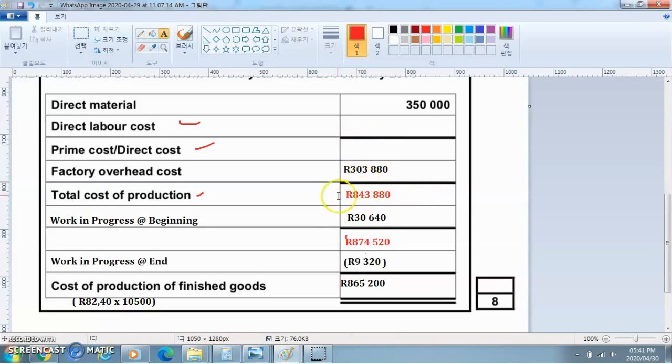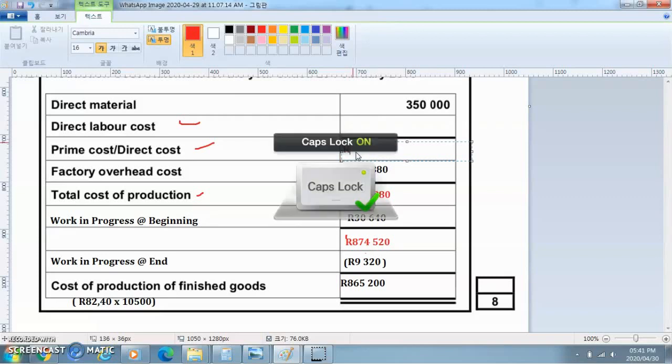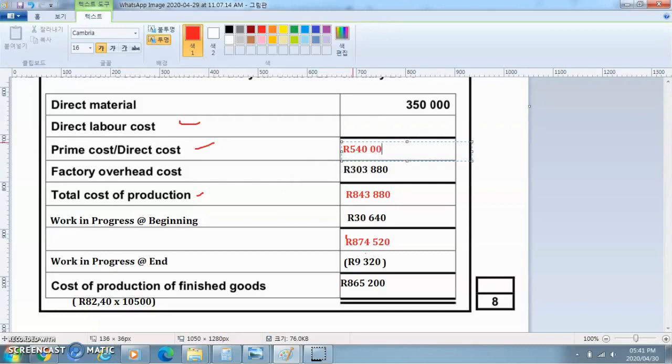Remember, for us to have gotten the 843 something, we actually added this one. So now to go back, we have to minus it. So if you say 843,000 something minus 303,000 something, you should be able to get 540,000. Okay, 540,000. So now we have our prime cost or direct cost, right?